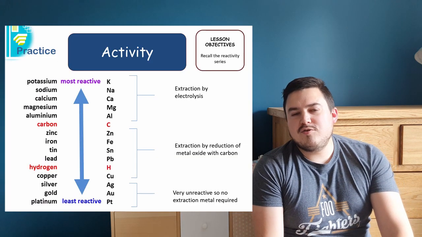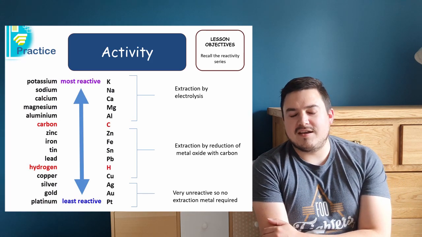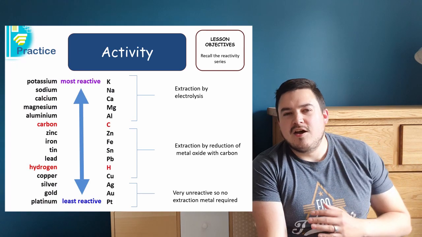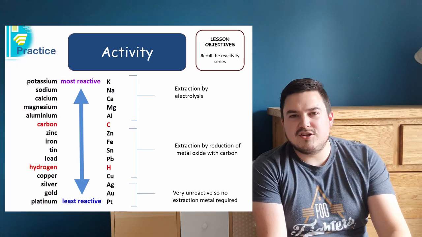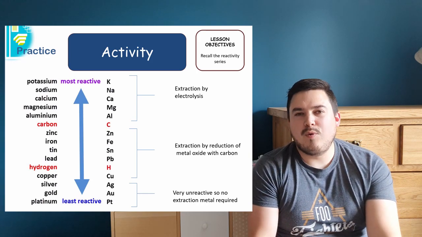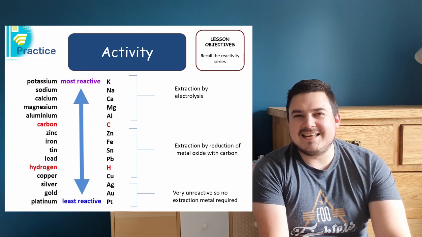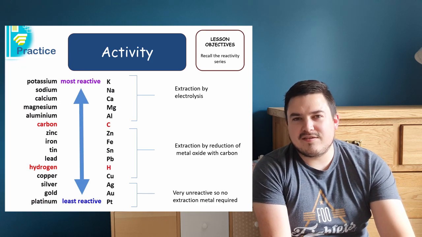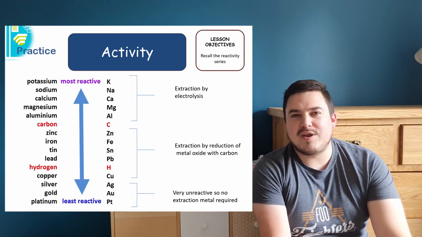In this diagram, you can see the way we'd extract those most reactive elements in the reactivity series. These are all substances that would be more reactive than carbon, so we can't use the reduction process. Wherever possible, we would try to use the reduction process because it is significantly cheaper than this method that we're going to talk about next. But because we have no other option with these metals, we have to use electrolysis with these.